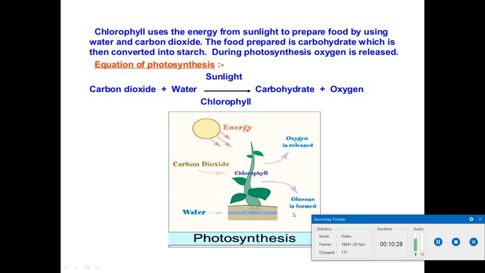Now, can you write the equation for photosynthesis? Yes, you can write it like this. You should write and practice this. Carbon dioxide and water are taken from the surroundings, and in the presence of sunlight and chlorophyll, they are converted to carbohydrates and oxygen is released.